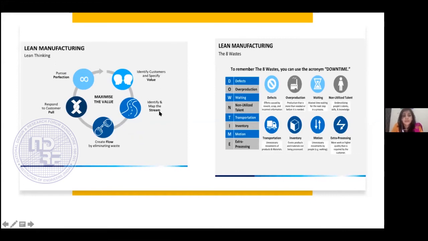Now, lean thinking also looks into the value that it can create for the customer. It identifies and maps the value stream, which is the value stream mapping, a powerful tool again, and then creates flow by eliminating the waste, responds to the customer pull, and pursues perfection. So that's the lean thinking.